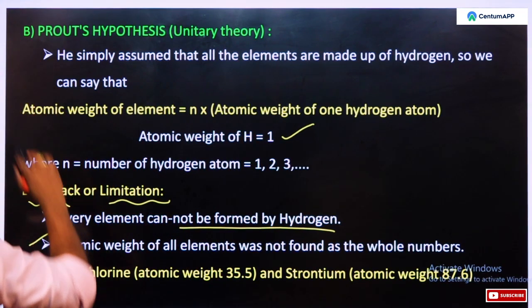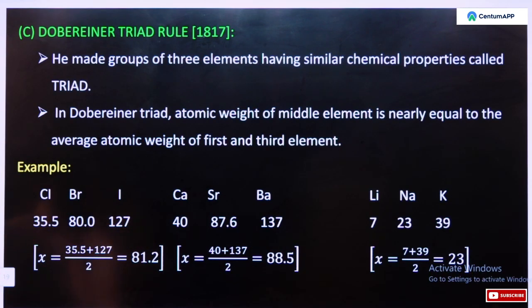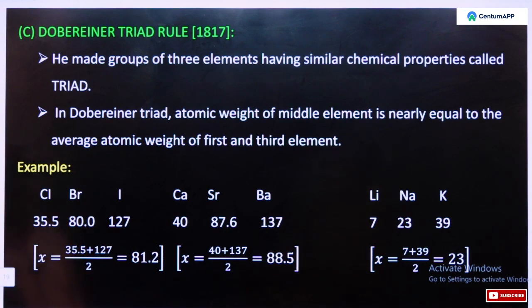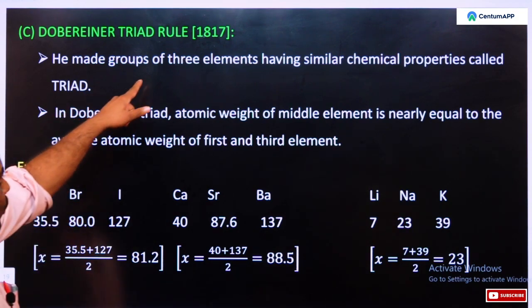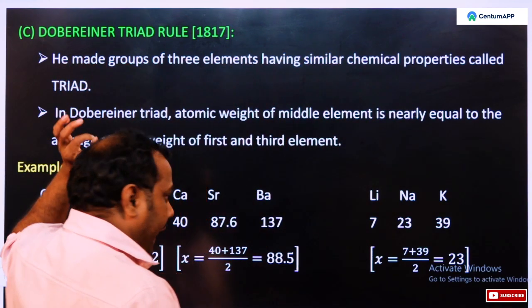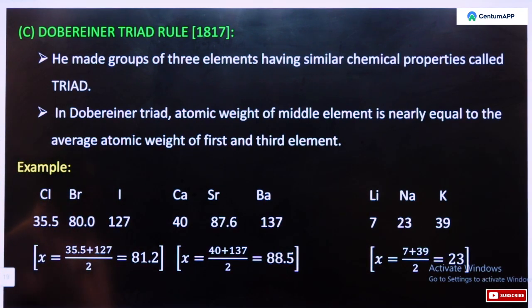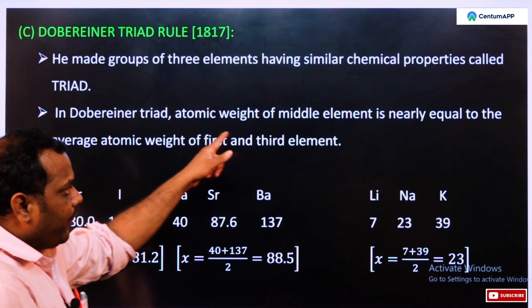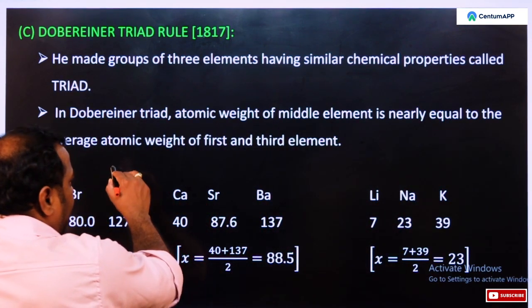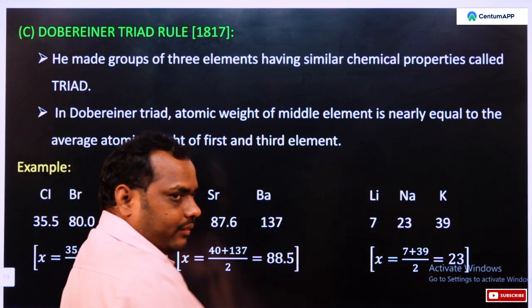Next, the third one is Dobereiner's triad rule. Triad means three. He made groups of three elements having similar chemical properties, called triads. In a Dobereiner triad, the atomic weight of the middle element is nearly equal to the average atomic weight of the first and third element.